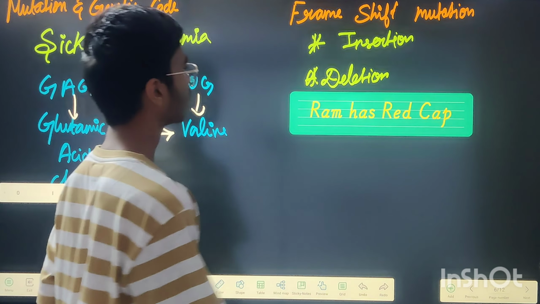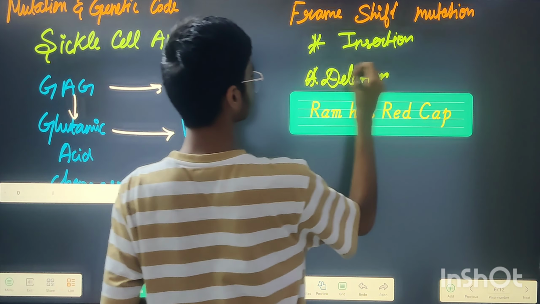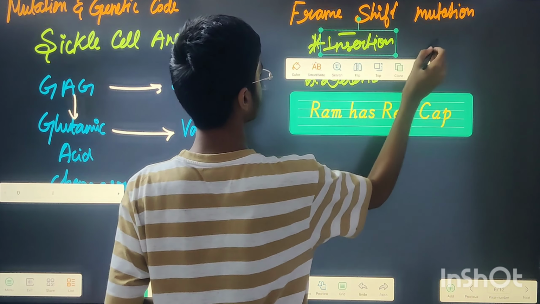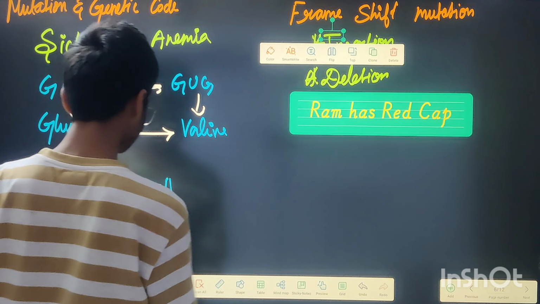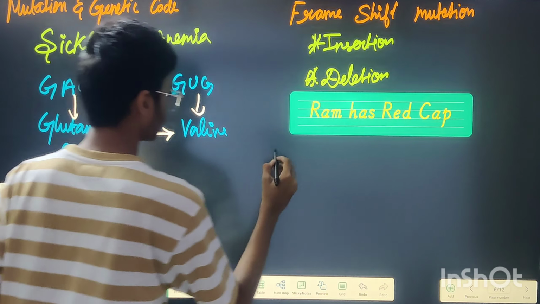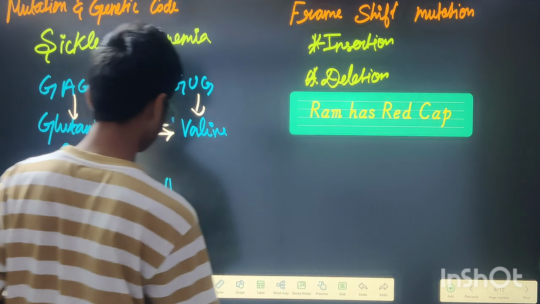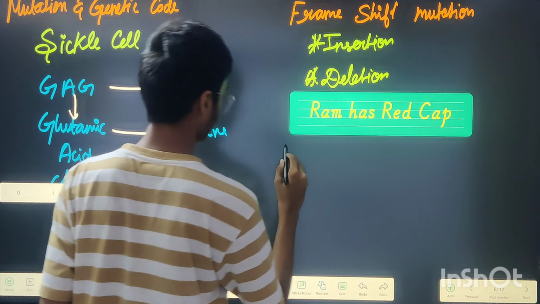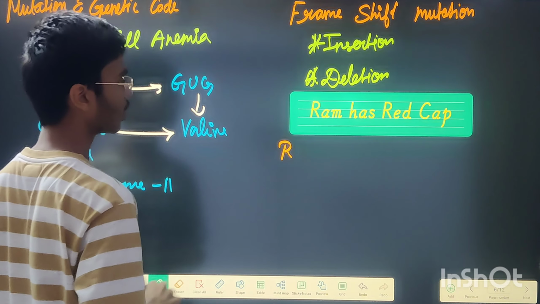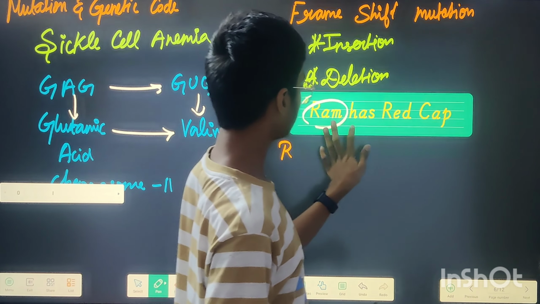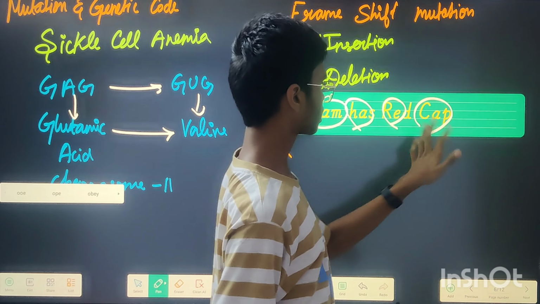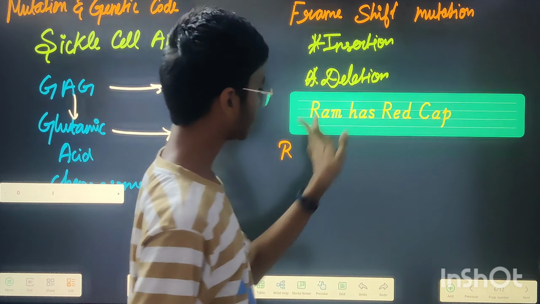What we are going to do is first check insertion. First, I am going to insert a few letters. What am I going to insert? Let us first insert R. Any letter can be. For example, consider each of these as a genetic code.